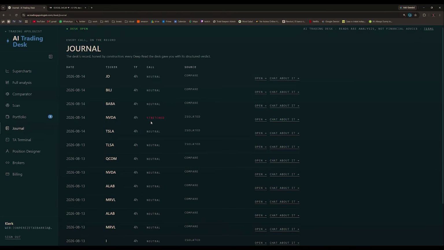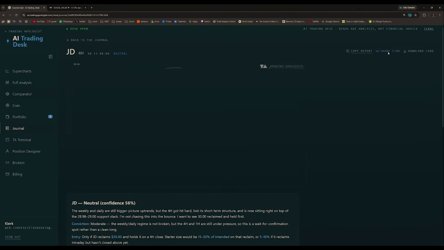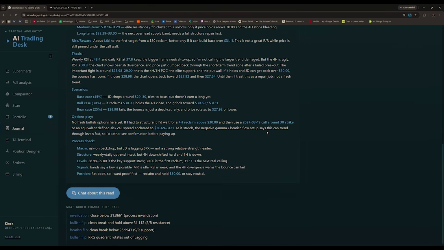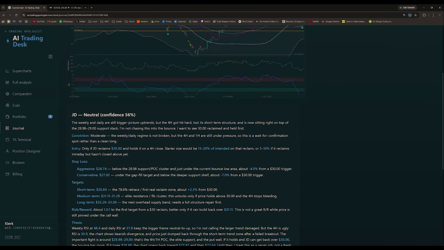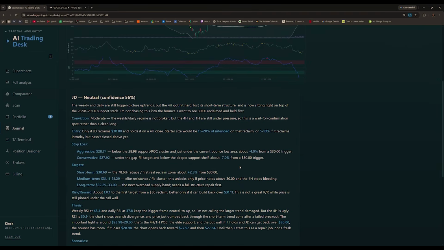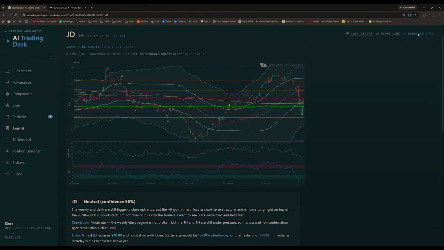Final thing, just quickly, the journal with the things that happen, right? And then obviously you can open it to go back to it. You can share the link if you want to share it on Discord. Hey, like I got this read about, which is this one, with JD, actually from the Comparator, right? And then you share it to Discord in case you want to share it. You can obviously copy it, download it in a card, which I'm not going to do because I don't know what it will open in terms of my download and personal files.